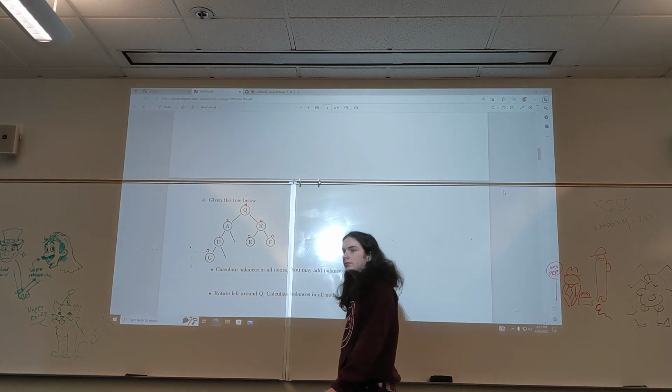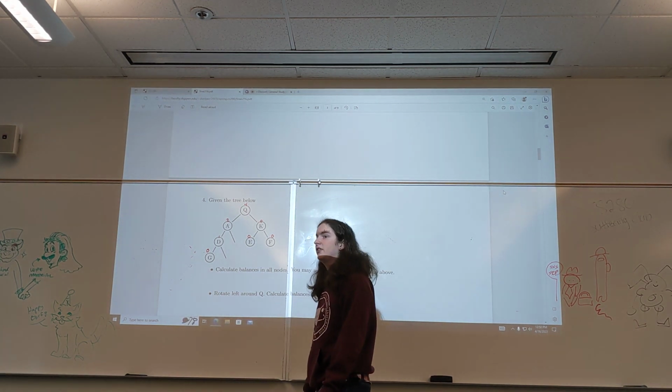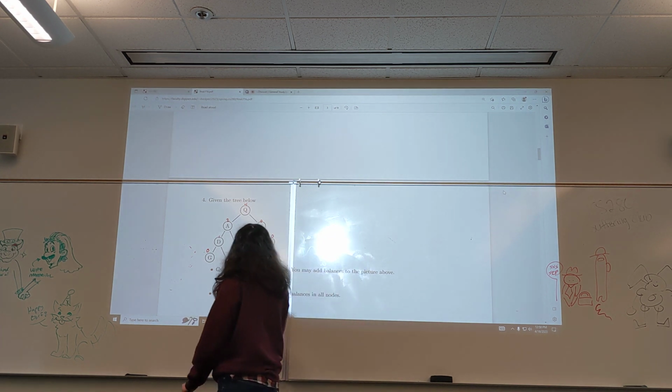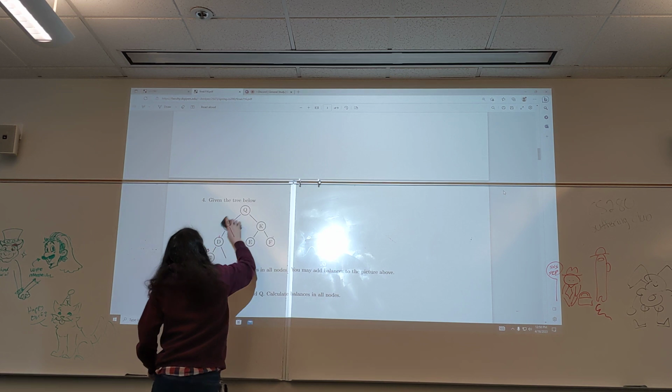Wait, so it's the difference of heights? Yes, it's the difference of heights. So actually, okay, how about this? I'm gonna write both the heights and the balances to make it clearer.